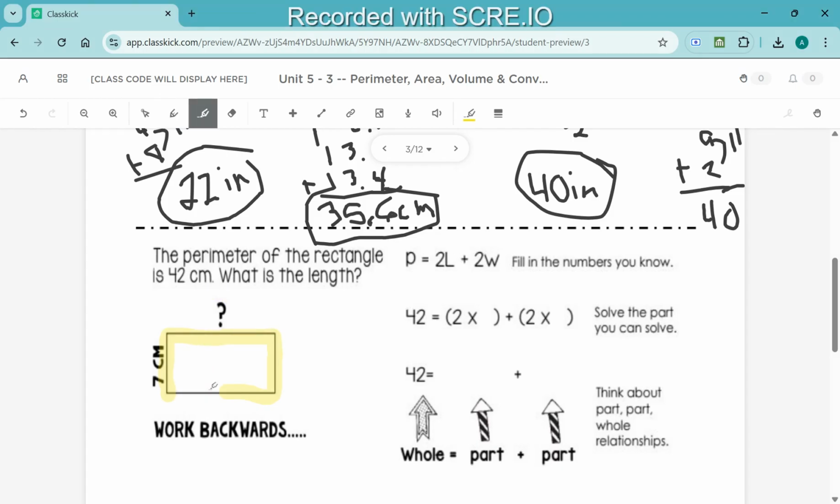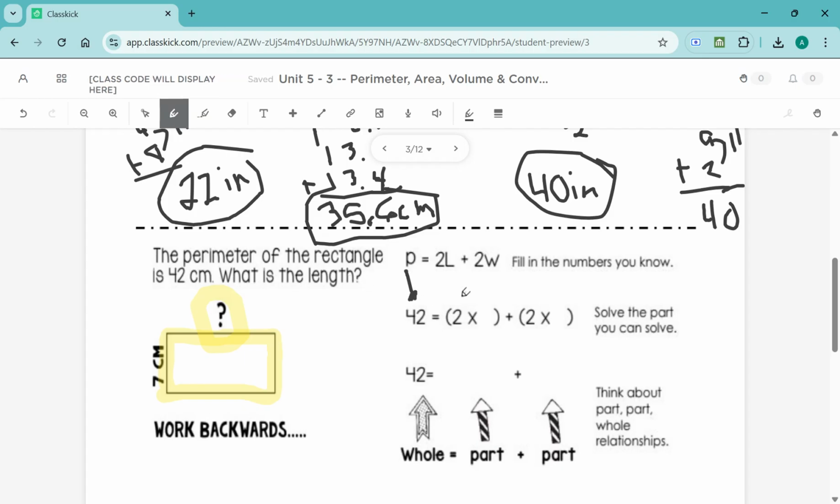I'm going to write 42 because I know what the perimeter is. I know I'm doing 2 times, well, I don't know what the length is. It didn't tell me. But I know I can multiply by 2 and add the 2 times the width, which I do know. It's 7, right? My width is 7, it tells me. Now I can solve.